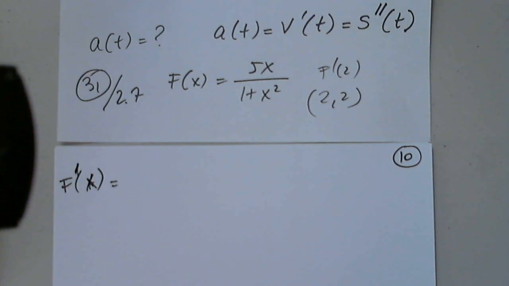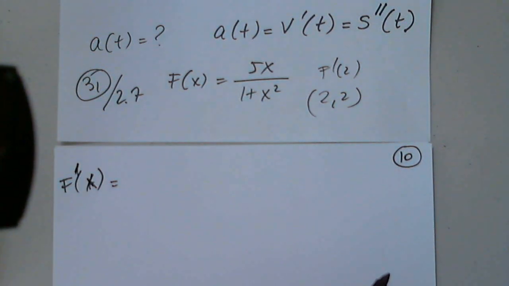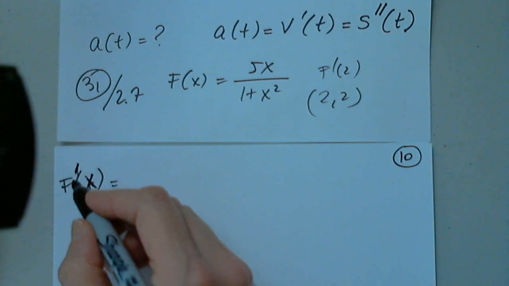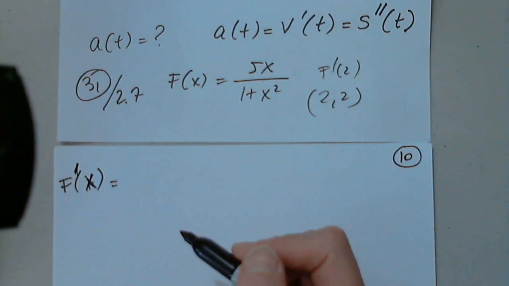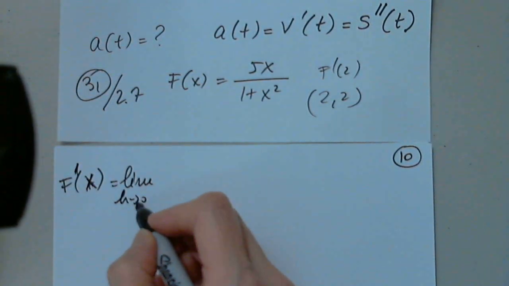If you don't dream this by tonight or by the end of the class, then I'm not sure that you understood all this. So how do I start? Anyone? The limit as h goes to 0. Very good.